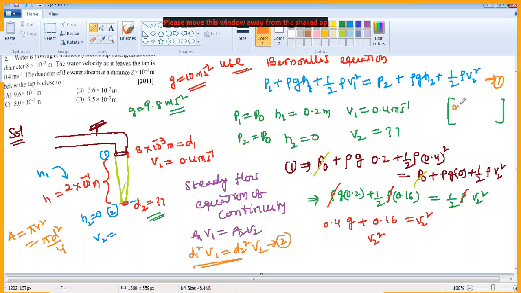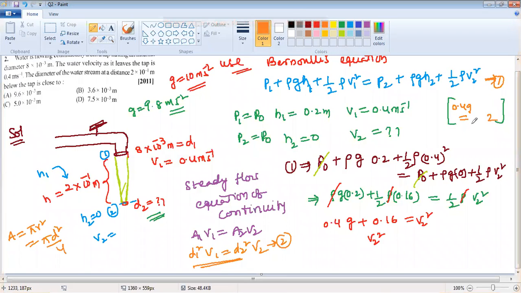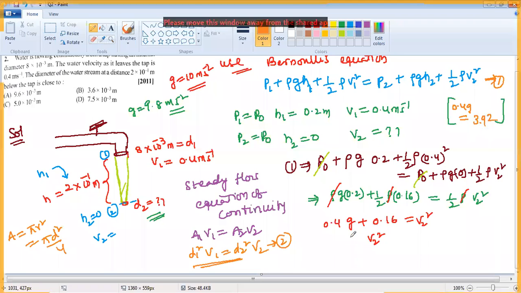So 0.4 G means how much do you get? 4 times 9.8 is 39.2, with two decimals, 3.92. Now I take 3.92 plus 0.16, which is 4.08. Am I clear? So V2 square is equal to 4.08. Now V2 is equal to root over 4.08.